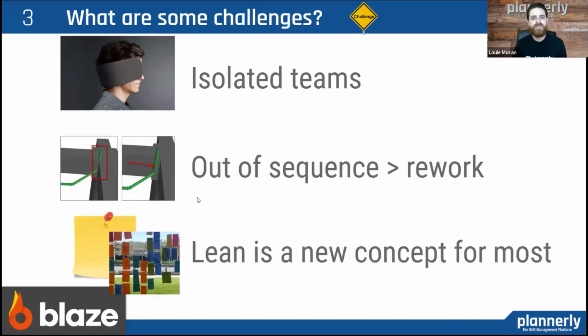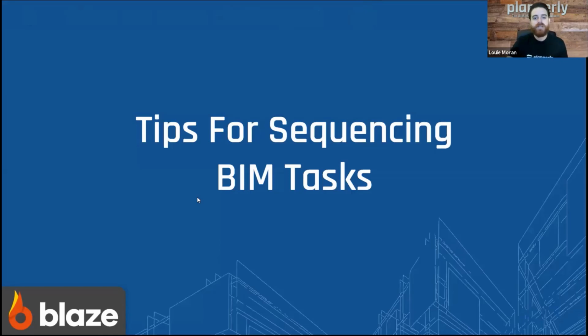And we've understood that lean is not a new concept. Lean is very familiar in construction in terms of what needs to get prioritized and sequenced to build and install. Why can't we take that concept into the design process? Here are a couple of tips on how to sequence your BIM.